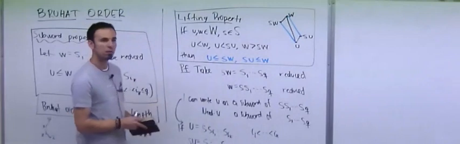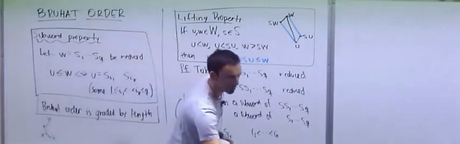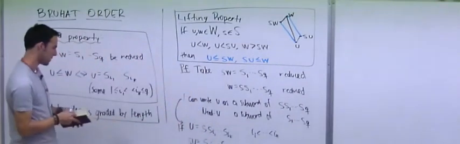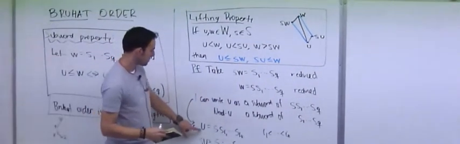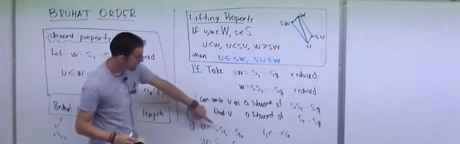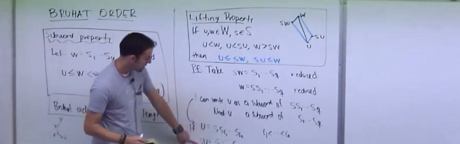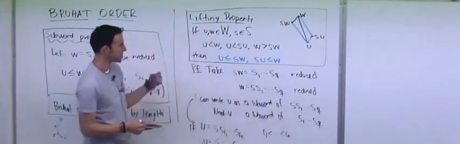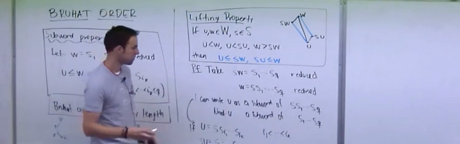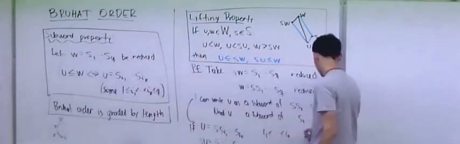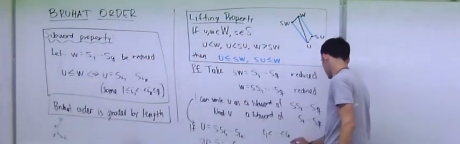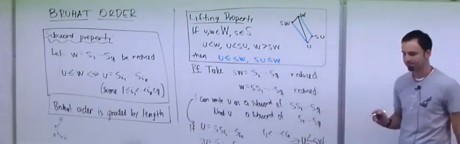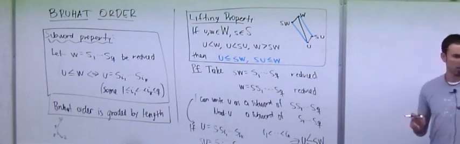And so my subword equal to U could not have been using this S, and therefore it must be a subword of this one, which means U is less than SW. So U is less than or equal to SW. Okay. Any questions about that argument?